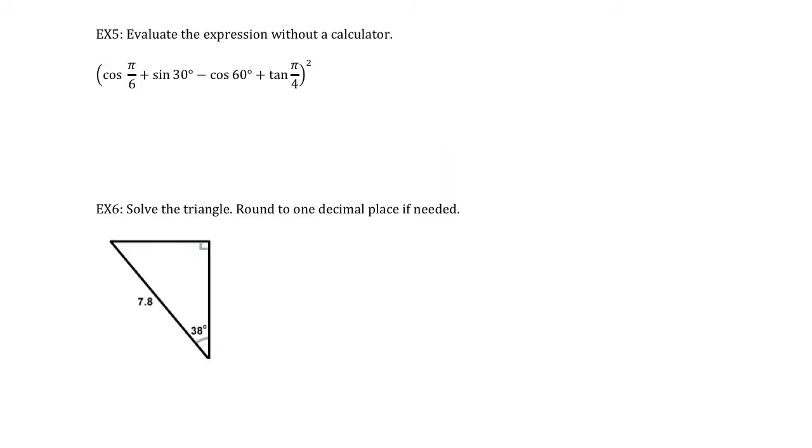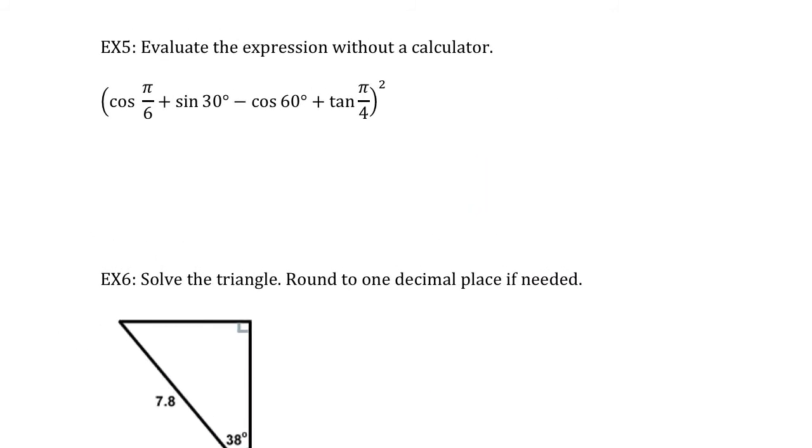Nice. Okay, next one. Without a calculator, we can evaluate these. Well, this just goes back to our unit circle. So cosine of pi over 6, that is square root of 3 over 2, plus sine of 30, and that would be 1/2, same angle, minus cosine of 60, and that is 1/2. And then tangent of pi over 4 is 1. Okay, and so let's see, our halves, that just adds up to 0. So we have square root of 3 over 2 plus 1, quantity squared, so that's going to be multiplied times itself.